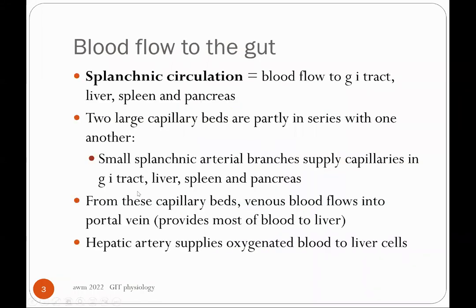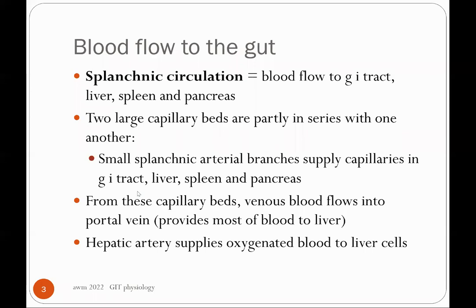So knowing that, that circulation, which I showed you just now in that illustration, is known as the splanchnic circulation. So it is the blood flow, or it's part of the splanchnic circulation. It's the blood flow to the gastrointestinal tract, to the liver, to the spleen, and also to the pancreas. Okay, because they're all going to be involved in digestion.